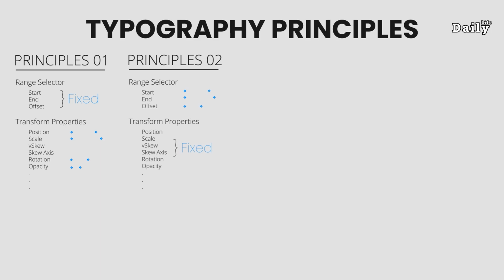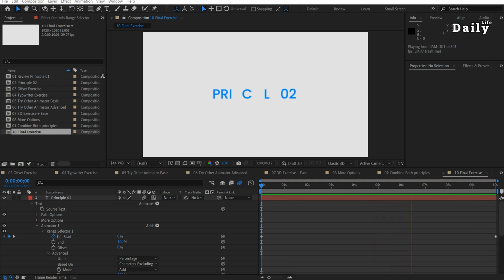In this section, we will create smoother dynamic motions based on characters, words, or lines. By adding a fixed value for a property and animating range selector parameters, we will see the property's effect before and after it's applied, watching how it flows through the text. This is where animating characters sequentially can lead to fluid, engaging animations. Let's start with a quick recap of the first principle.